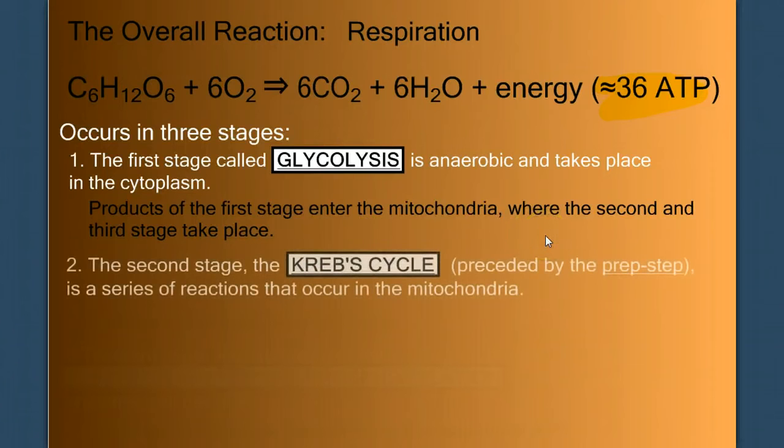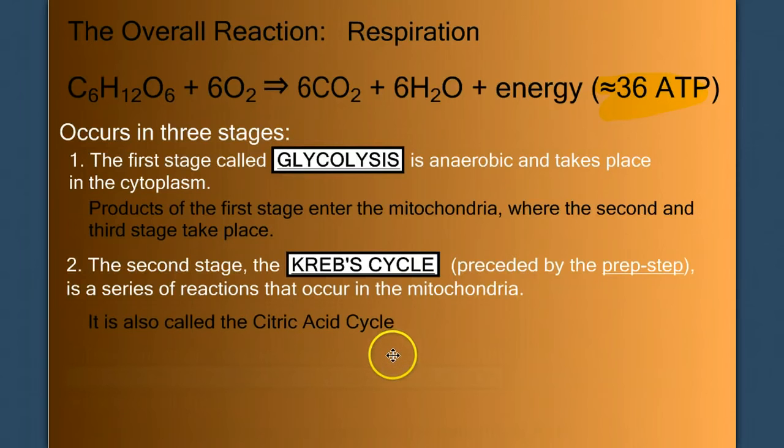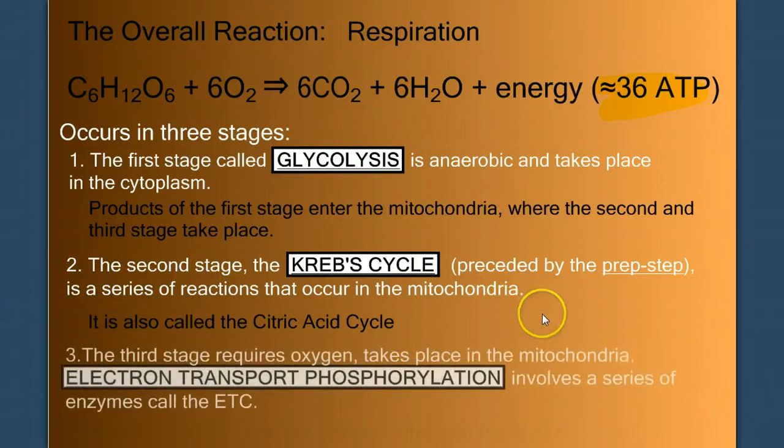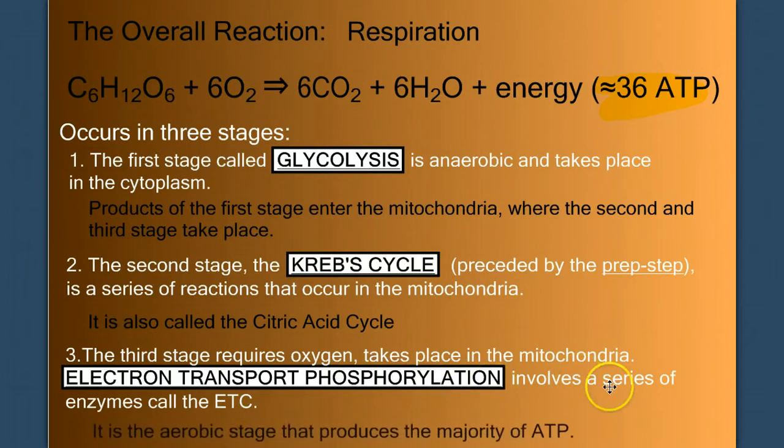The second stage of respiration is called the Krebs cycle. It's preceded by a preparatory step, and is a series of reactions that occur in the mitochondria that are often referred to as the citric acid cycle, because the first intermediate made is citrate or citric acid. And the final stage of respiration is electron transport phosphorylation. It takes place deep inside the mitochondria. It's a series of enzymes embedded in the inner membrane called the electron transport chain. It's this stage of respiration that's aerobic and that will produce the majority of our ATP.